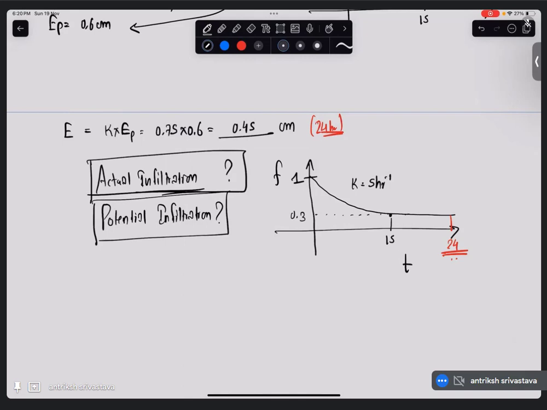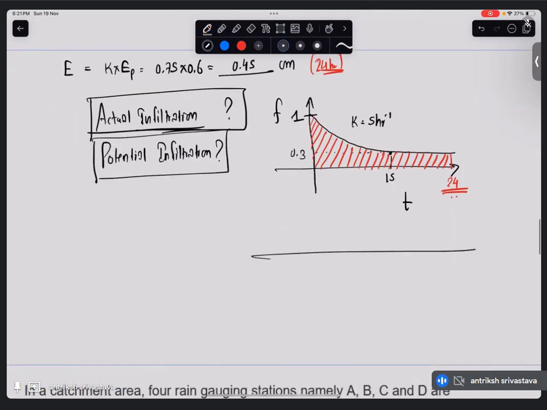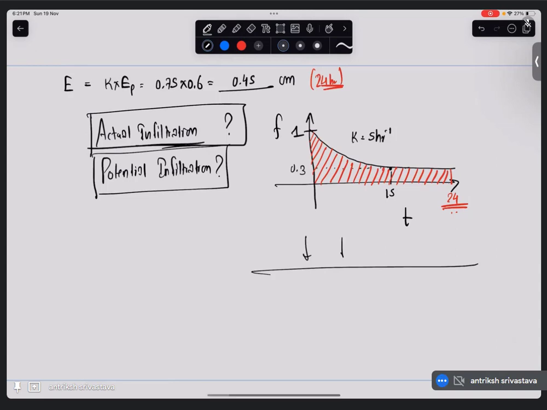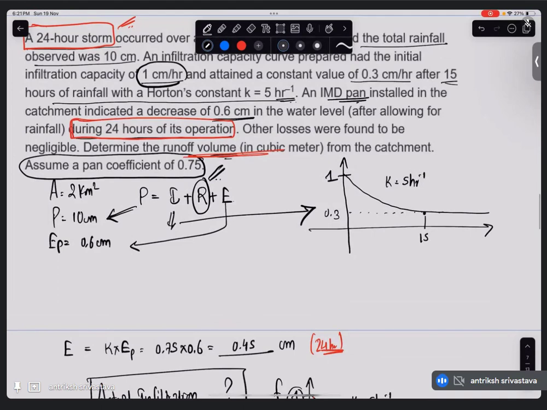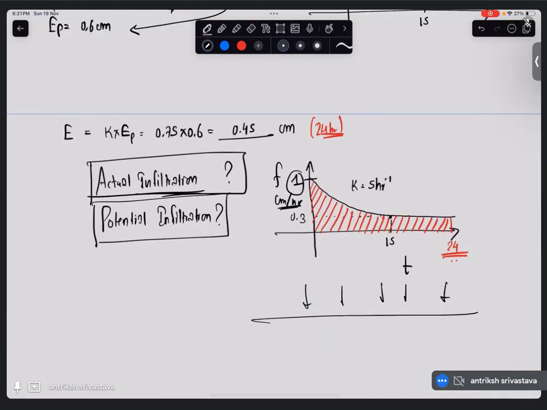Okay, so potential infiltration is nothing but the infiltration that can happen. It is not necessary that it will happen, but the infiltration that can happen. So the area of this curve is the potential infiltration. Why am I stressing the words 'can happen'? That is because you have a soil here and water is going to infiltrate on it. Now the maximum infiltration rate is 1 centimeter per hour. I didn't write the unit. That is very bad on my part. We should always write the unit so that we are not losing marks due to silly mistakes.